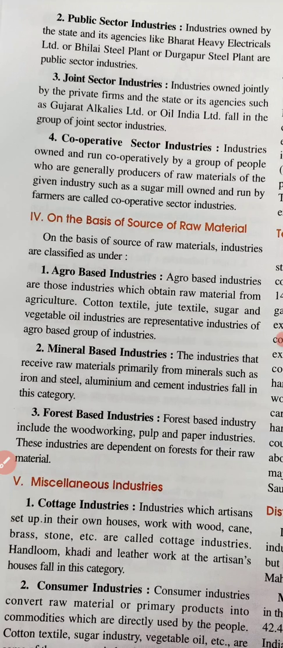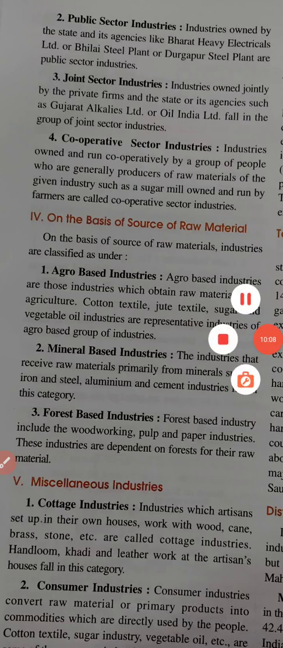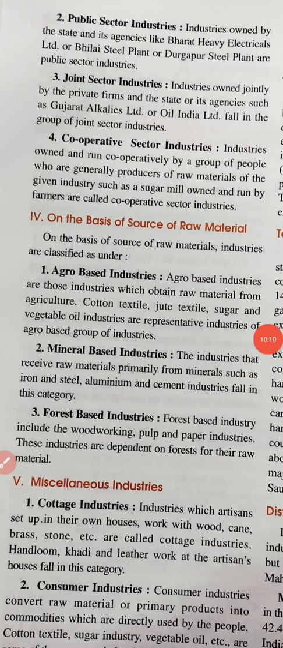Okay, next is cooperative sector industry. As I told you, these are owned and run cooperatively by a group of people who are generally producers of raw material of the given industry, such as sugar mills. Okay, if some people together produce common raw materials, they come together to form a group called a cooperative society of their own to establish an industry which can be beneficial to all of them.